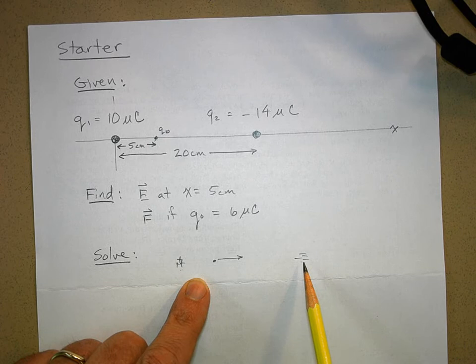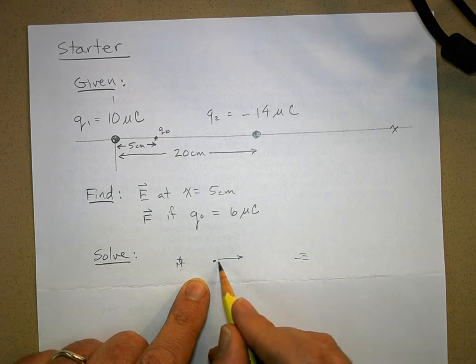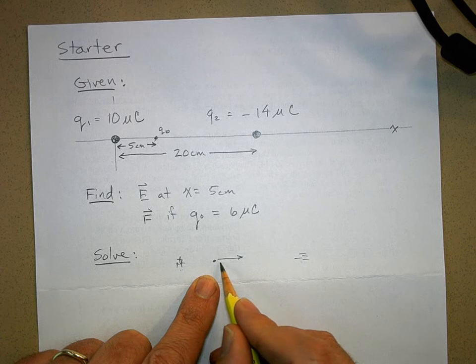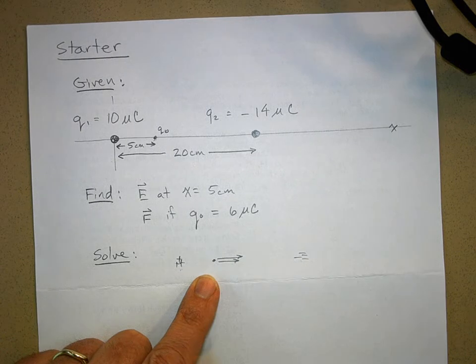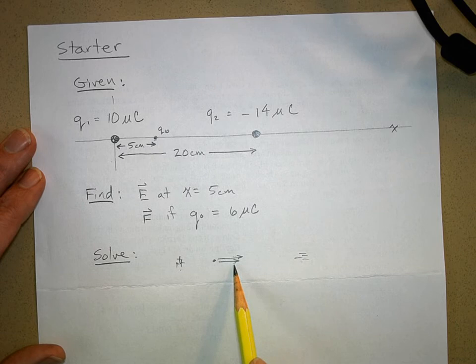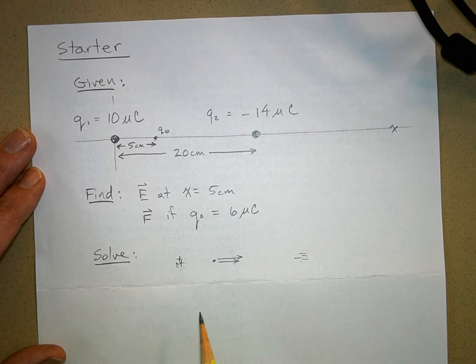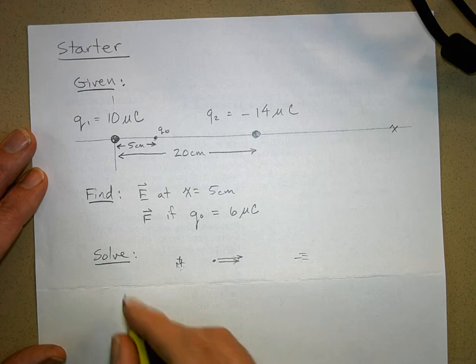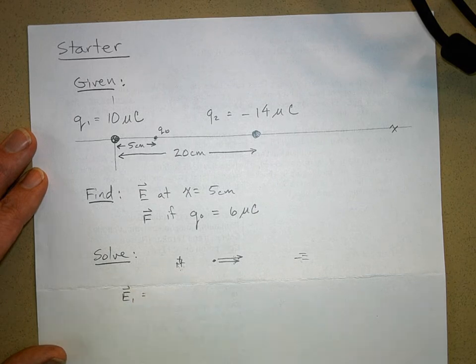That's a mistake a lot of students will make. Actually, this positive test charge is attracted to this. So the electric field is going to be the sum of the electric fields that would have been produced by each of these individually, and they're both in the same direction. They're both in the positive I hat direction. So let's figure out what E1 is.